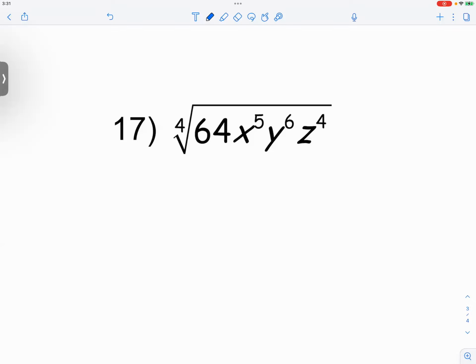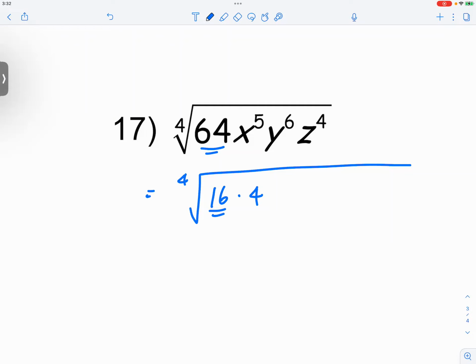All right, for number 17, we have a fourth root. So we have to make sure that we break down numbers properly so that we can have some good numbers. Now for the fourth root, is 64 a fourth root? I don't think that is one, is it? I know 2 to the fourth power is 16. 3 to the fourth power is 81. So I would go ahead and look at this as 16 times 4, okay? Because 16 is 2 to the fourth power.